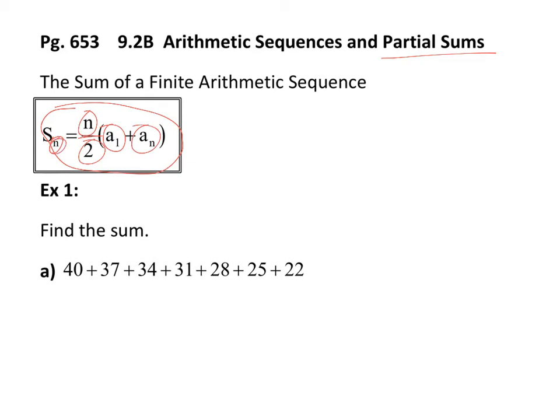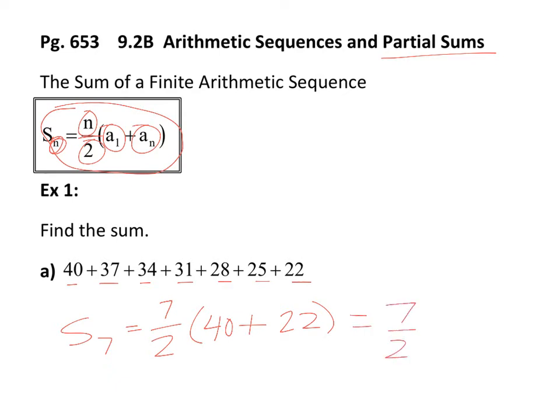So find the sum. How many terms do I have here? I have 7 altogether. So there's 7 terms. So it's 7 over 2. The first term is 40. The last term, which is a sub 7, is 22. So I have 7 halves times 62, which is 217. And that's all there is to it. Done.